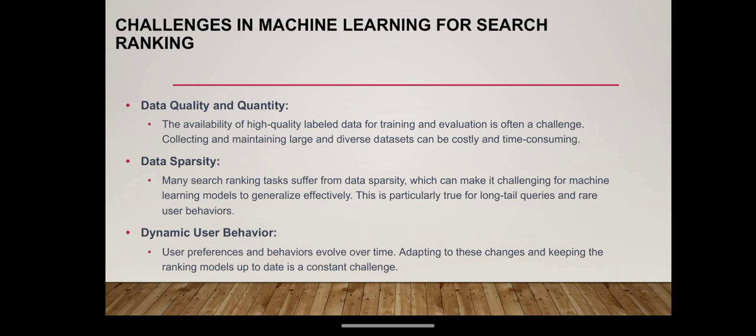Next will be dynamic user behavior. User preferences and behavior evolve over time, and adapting to this change and keeping the ranking models up to date is a constant challenge. Dynamic behavior, like whether the data will be structured or unstructured, it can behave as structured data or unstructured data. And data quality is also a main point of this.